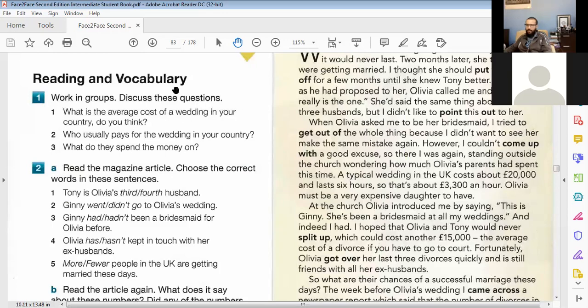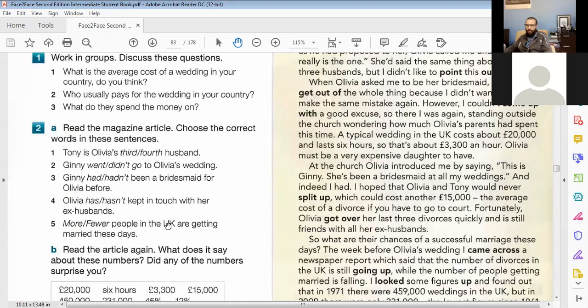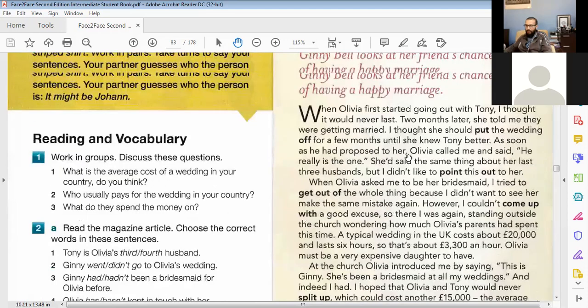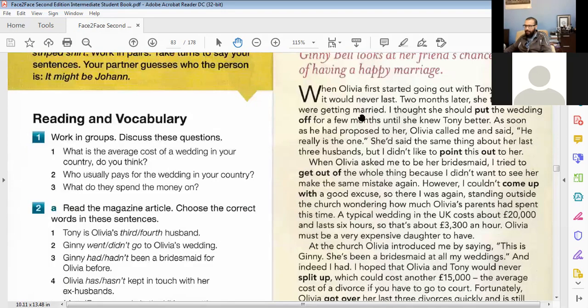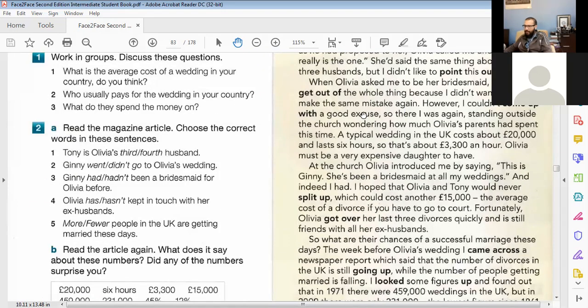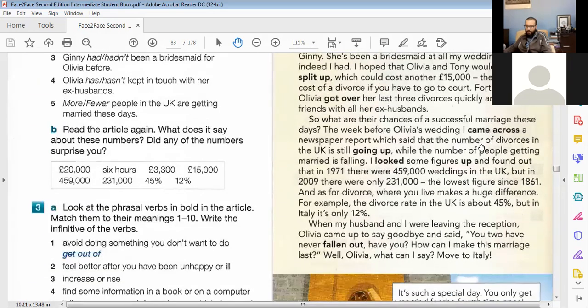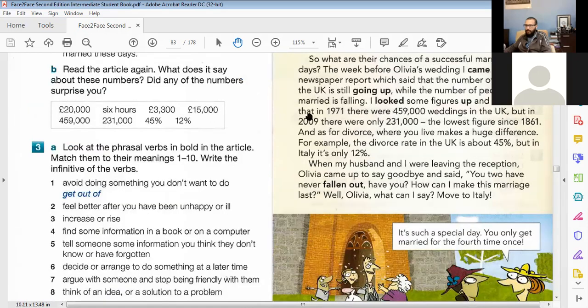And then we compared the situation in our country to the situation in the UK. And we talked about their wedding habits, or what goes on, and the costs. In this article, we also read about the costs. And we read about an interesting case of Olivia, who's divorced 3 times and married 3 times, which is a bit strange because in the UK, many people are not marrying anymore compared to the 70s, for example. So the statistics are quite low.